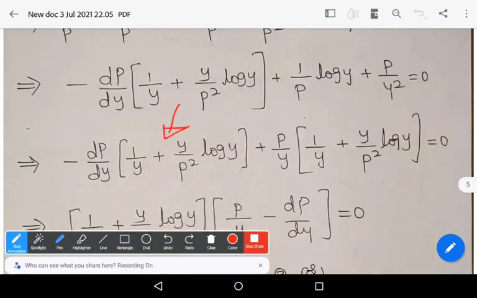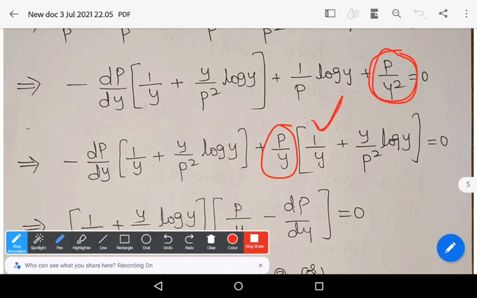And in the next step, I remain the first term as it is. And from the second term, I make common p by y. If you make p by y common, from the second term we get 1 by y.